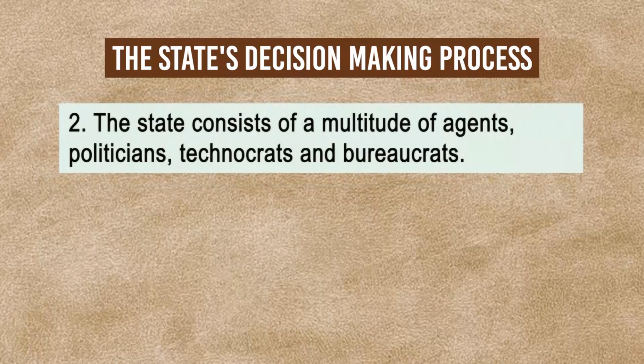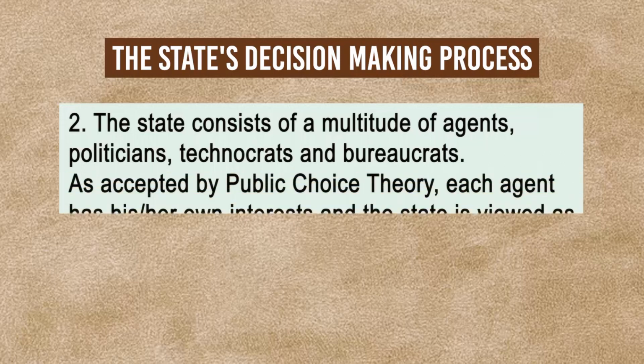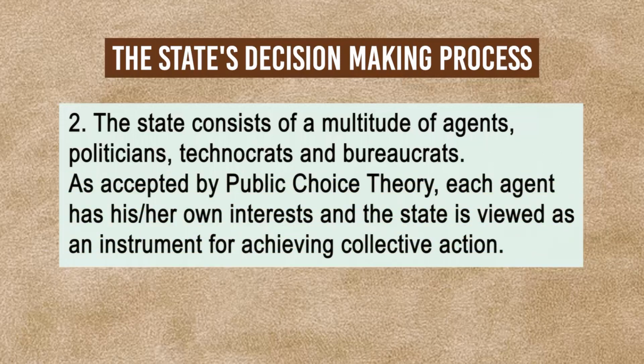The state also consists of a multitude of agents: politicians, technocrats, and bureaucrats. As accepted by the public choice theory, each of these agents, the politicians and the bureaucrats, has their own interest, and the state is viewed as an instrument for achieving this type of collective action. Thus, the policies of the state are endogenously determined by the competing powers of the various interest groups.